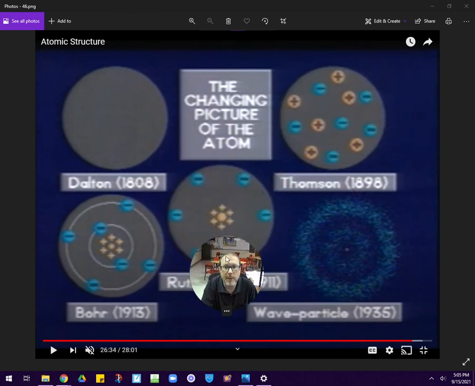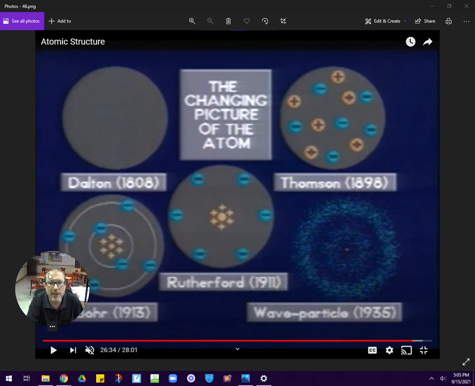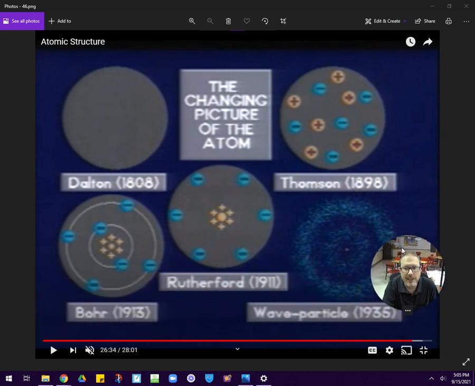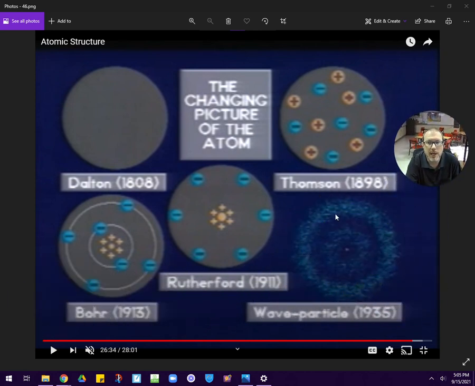Ernest Rutherford came up with the nuclear model. Niels Bohr came up with the orbiting electrons model. And then finally, in the 1930s, 1940s, folks like Heisenberg and Louis de Broglie and some other guys we'll talk about later came up with the wave-particle or quantum mechanical model. So that should take you through the easy version of the notes on atomic structure.